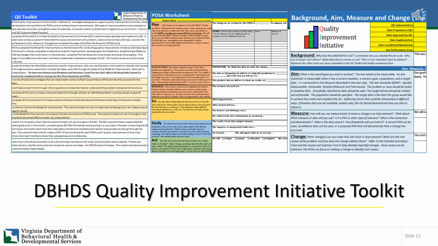For this purpose, DBHDS has developed and adopted a Quality Improvement Initiative Toolkit, which includes answering the 3 questions and a PDSA worksheet. There's much more detail to this toolkit, including having a background statement and a lot more information to fill out. But at the heart of it, it is answering the 3 questions and the Plan, Do, Study, Act cycle.